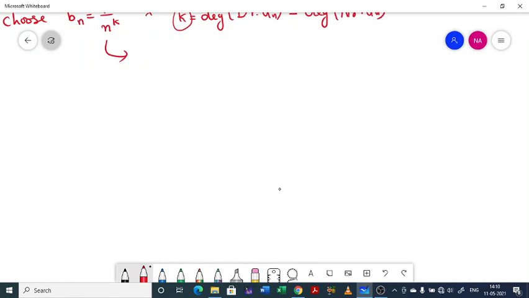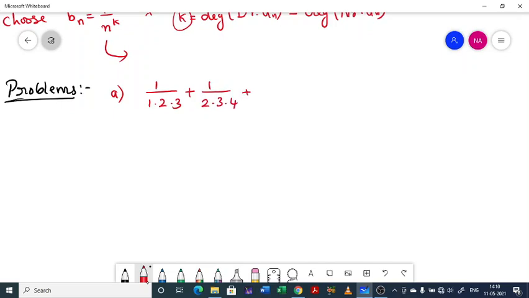Now let us discuss problems. Discuss the convergence of the following infinite series. So one by one I will consider. The first series I am going to consider is 1 by 1 into 2 into 3 plus 1 by 2 into 3 into 4 plus 1 by 3 into 4 into 5 plus and so on. So this is the infinite series given.